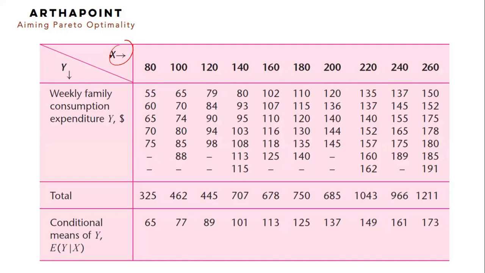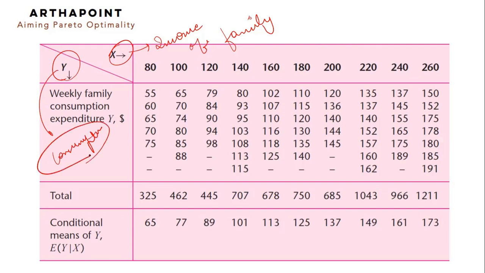My X represents the income of family. And Y represents the consumption. This is very, very important. So you have to see this from the very beginning.